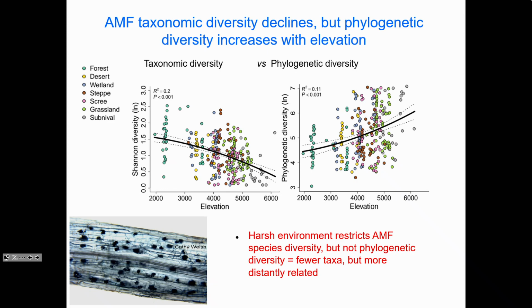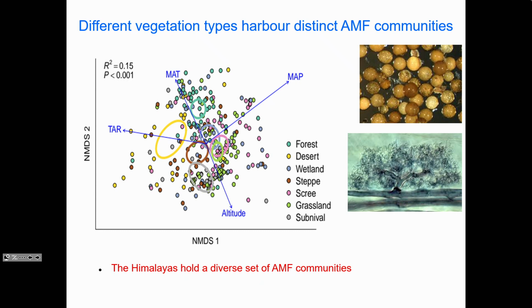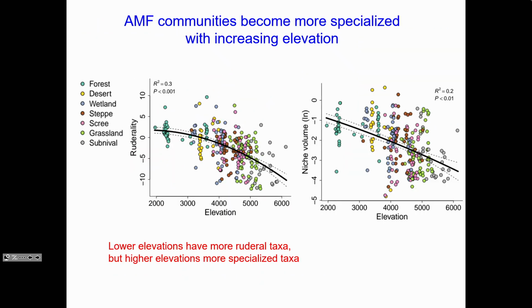This is a study that was done in collaboration with Inga Hiesalu, our former postdoc, and other colleagues from this group in Tartu, Estonia. The different habitats hold a diverse set of AMF communities, and AMF communities become more specialized with increasing elevation. So in lower elevation, we have more ruderal taxa, but at higher elevation, we have more specialized taxa. This is preliminary data, just depicting the diversity changes across elevation, and it would deserve more analysis, because for every species and individual, we also analyzed the nutrients in leaves and below ground organs to eventually link the diversity of AMF with plant functioning.